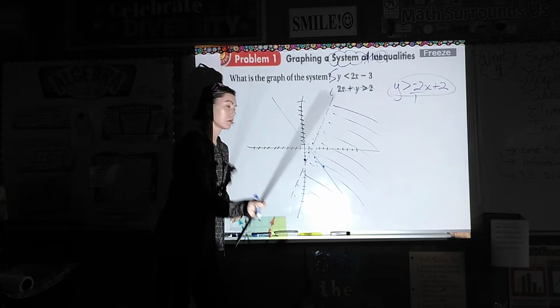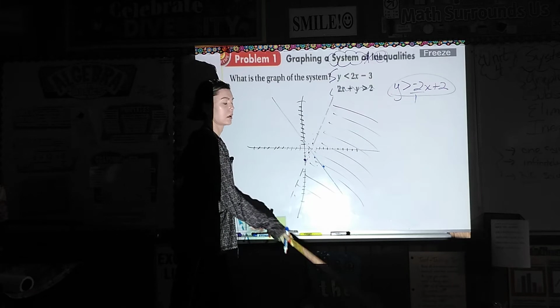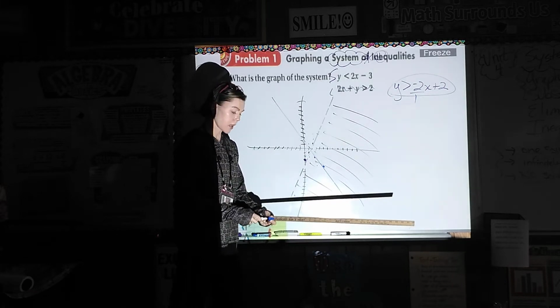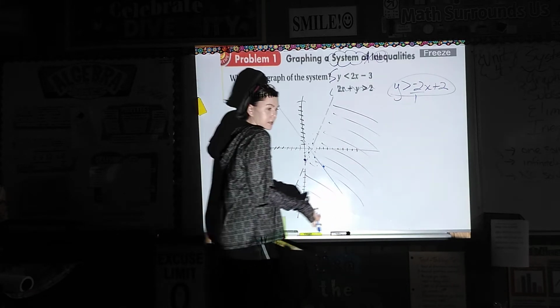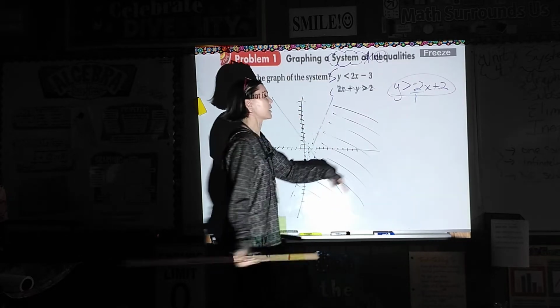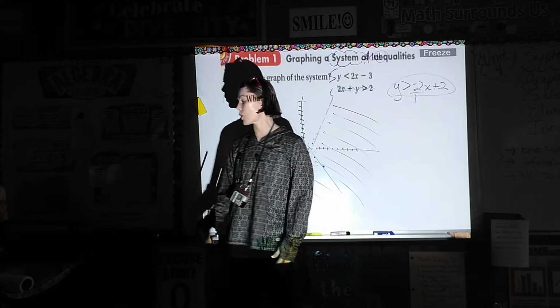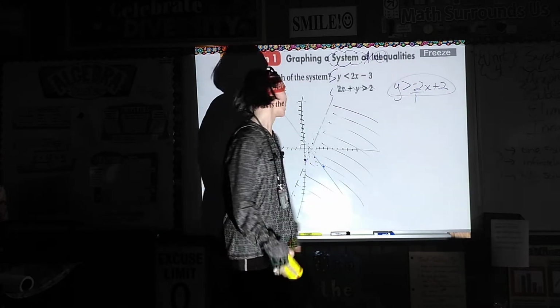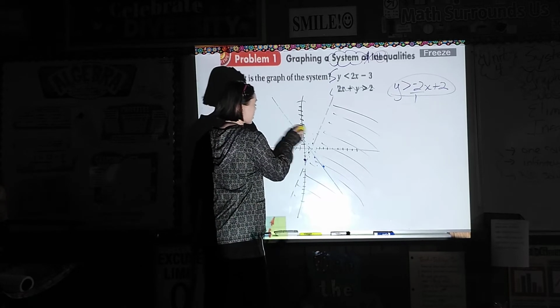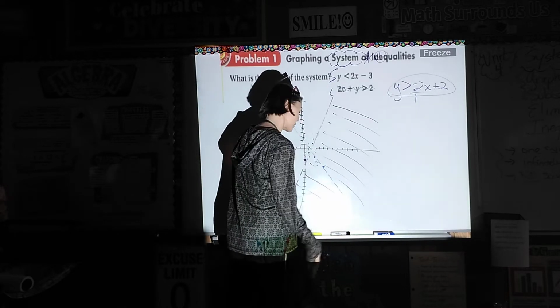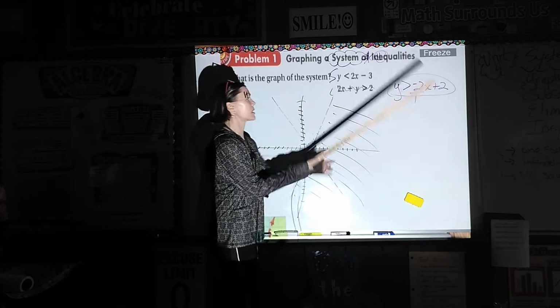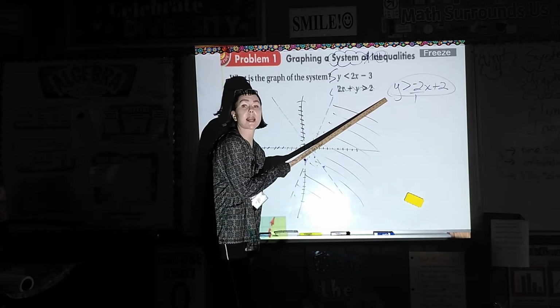Now, is that a solid or a dotted line, Focaroonies? Dotted, because it doesn't have any equal to line underneath it. Just go ahead and make that a dotted blue line. Dotted. Now, how you say it is how you shade it.